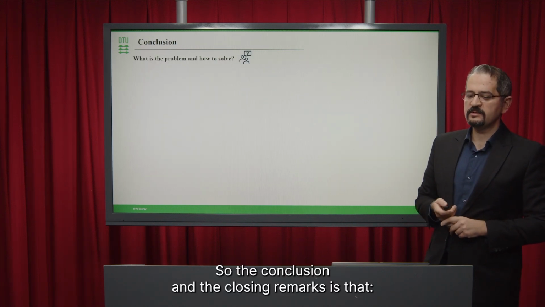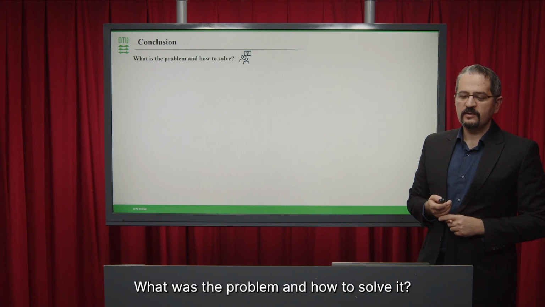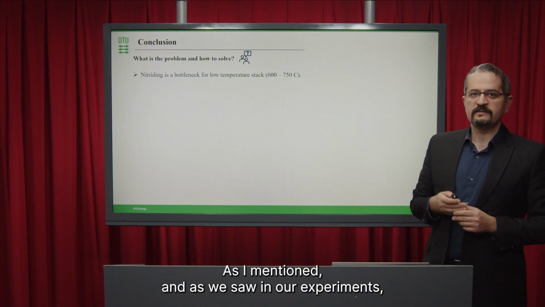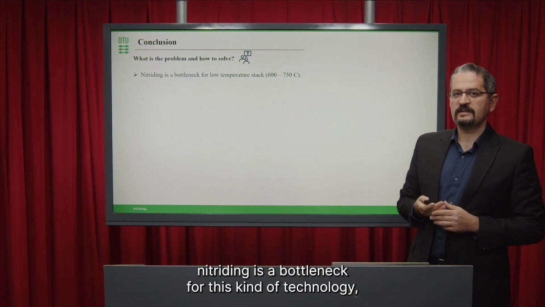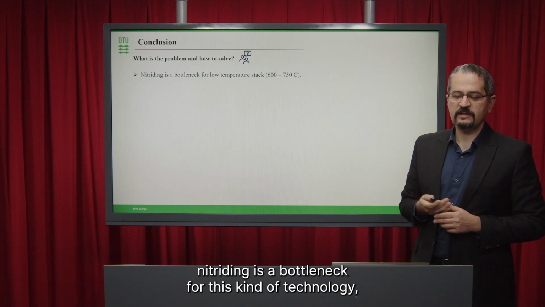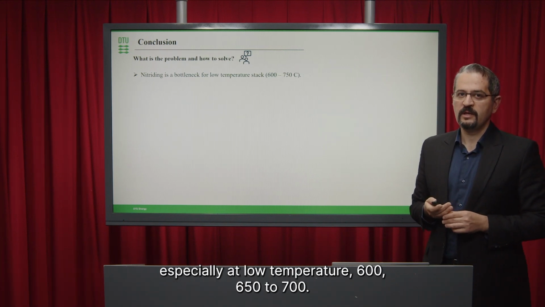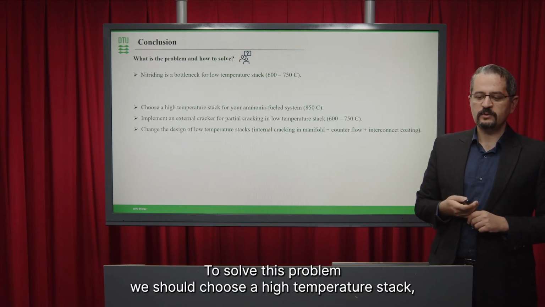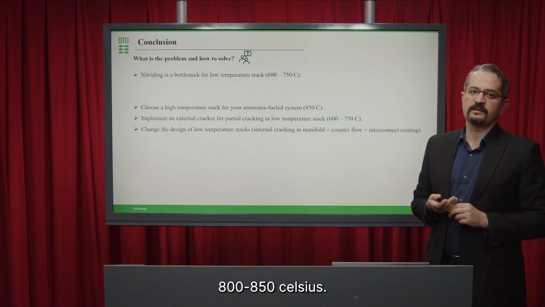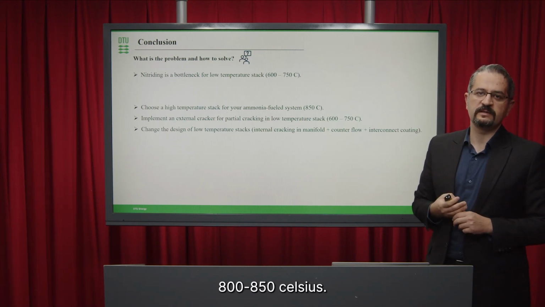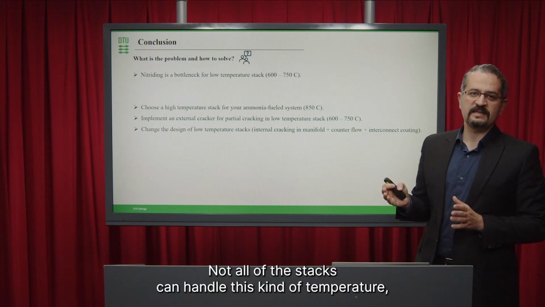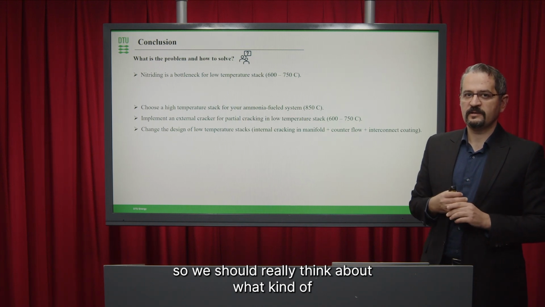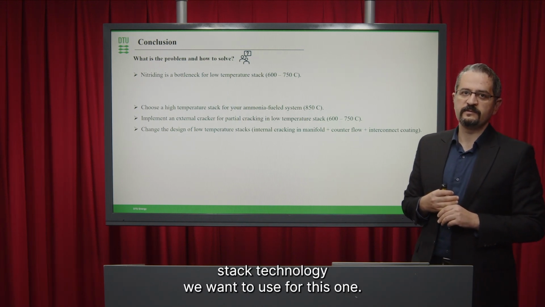So the conclusion and the closing remarks is what was the problem and how to solve it. As I mentioned, and as we saw in our experiments, nitriding is a bottleneck for this kind of technology, especially at low temperature: 600, 650, 700. To solve this problem, we should choose a high temperature stack, 800, 850 Celsius. Not all of the stacks can handle this kind of temperature. So we should really think about what kind of stack technology we want to use for this one.